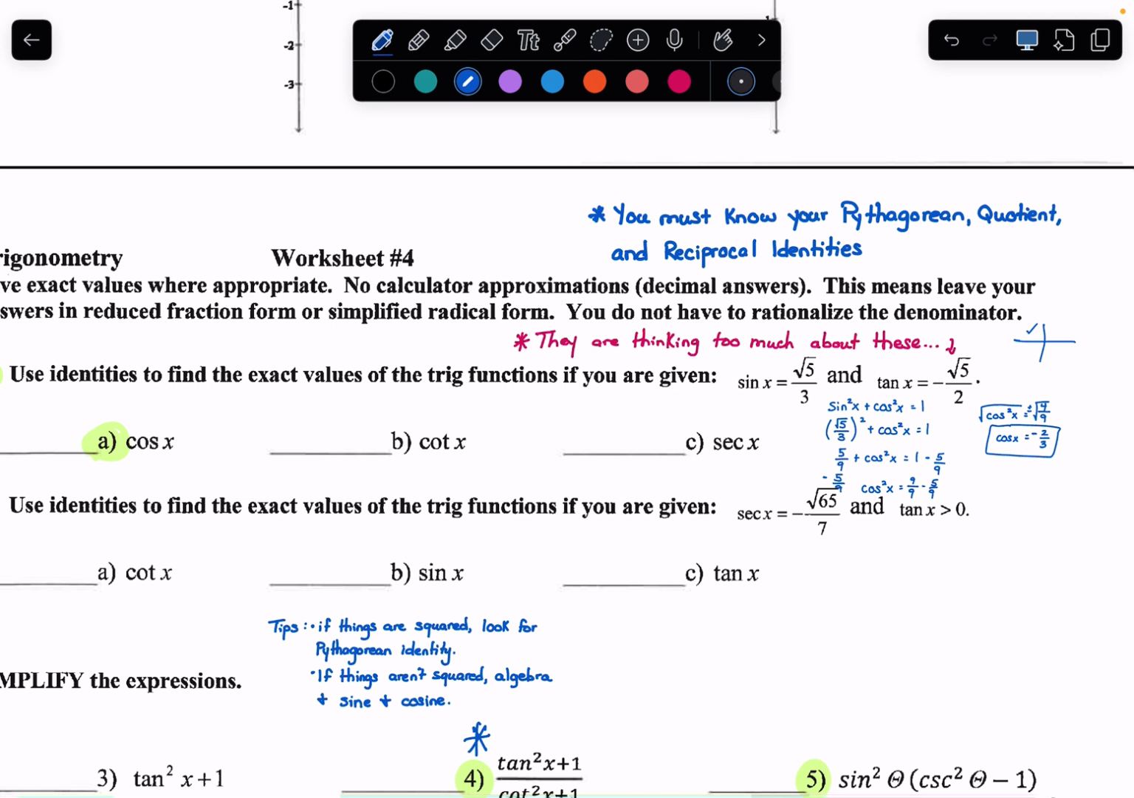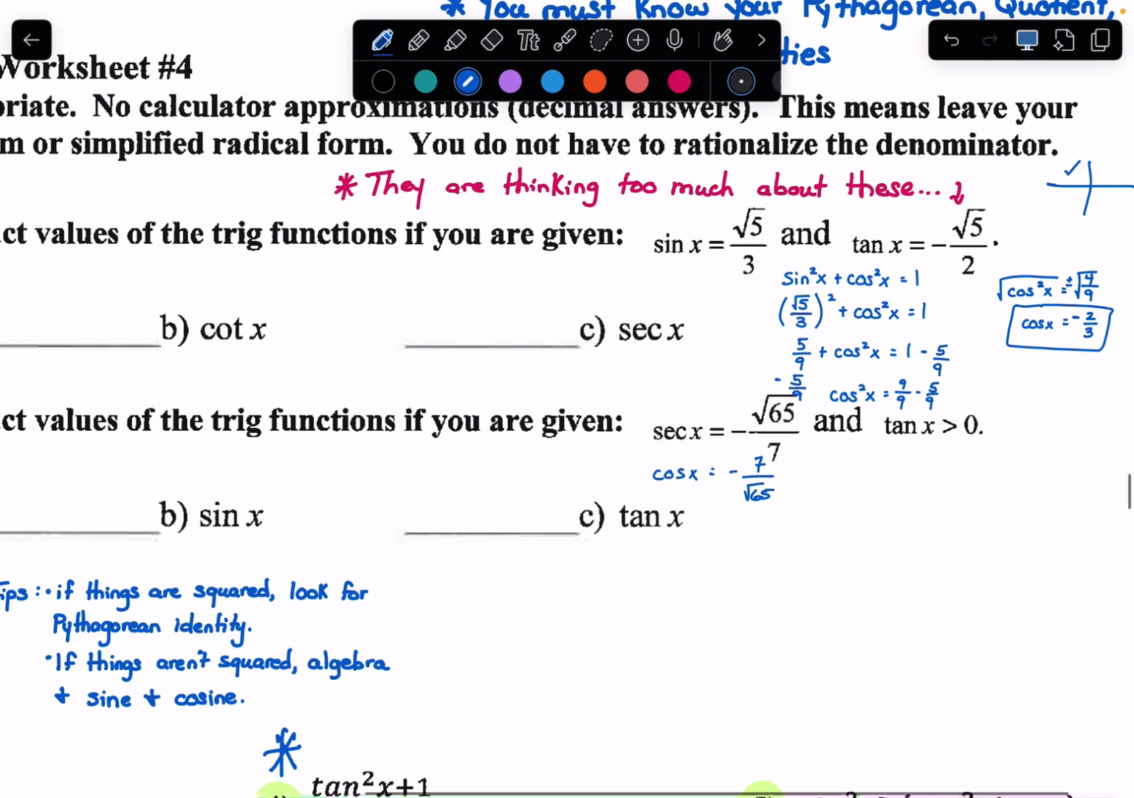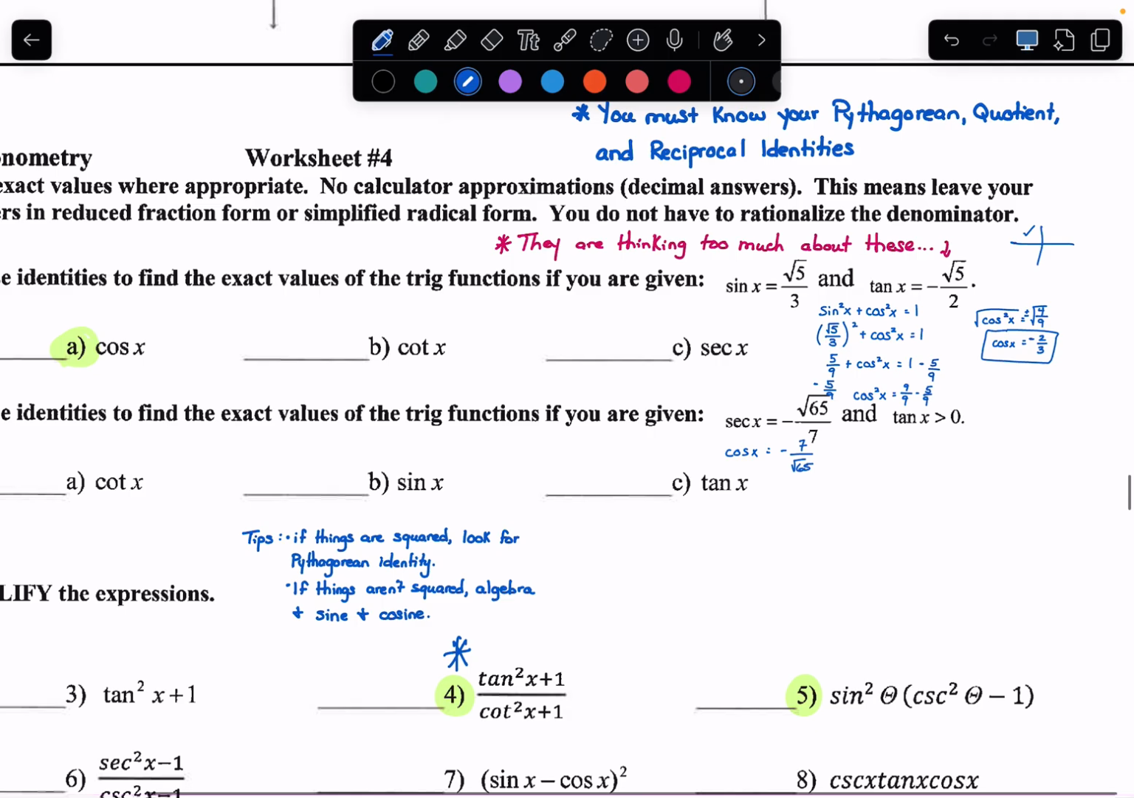The other one, I would find tangent first, I guess. And then you also have cosine, right? If this is, I also have this, right? So I could use that to find sine, and then I could always flip tangent and have cotangent.